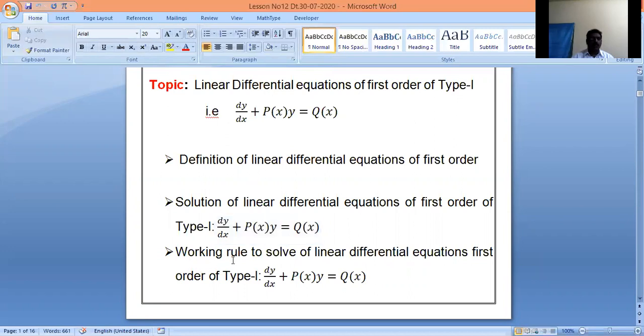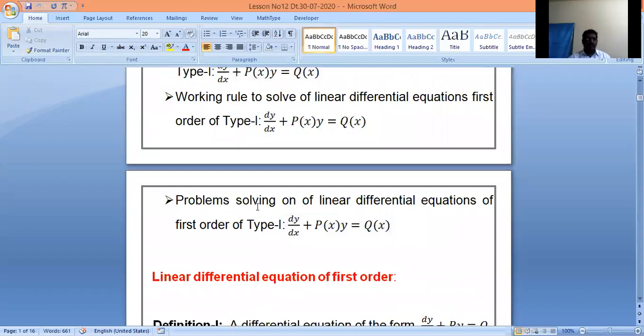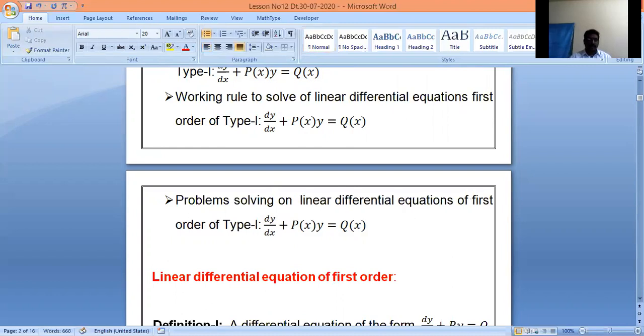Working rule to solve linear differential equations of first order of type 1, dy by dx plus p of x into y is equal to q of x. Problem solving on linear differential equations of first order of type 1, dy by dx plus p of x into y is equal to q of x.